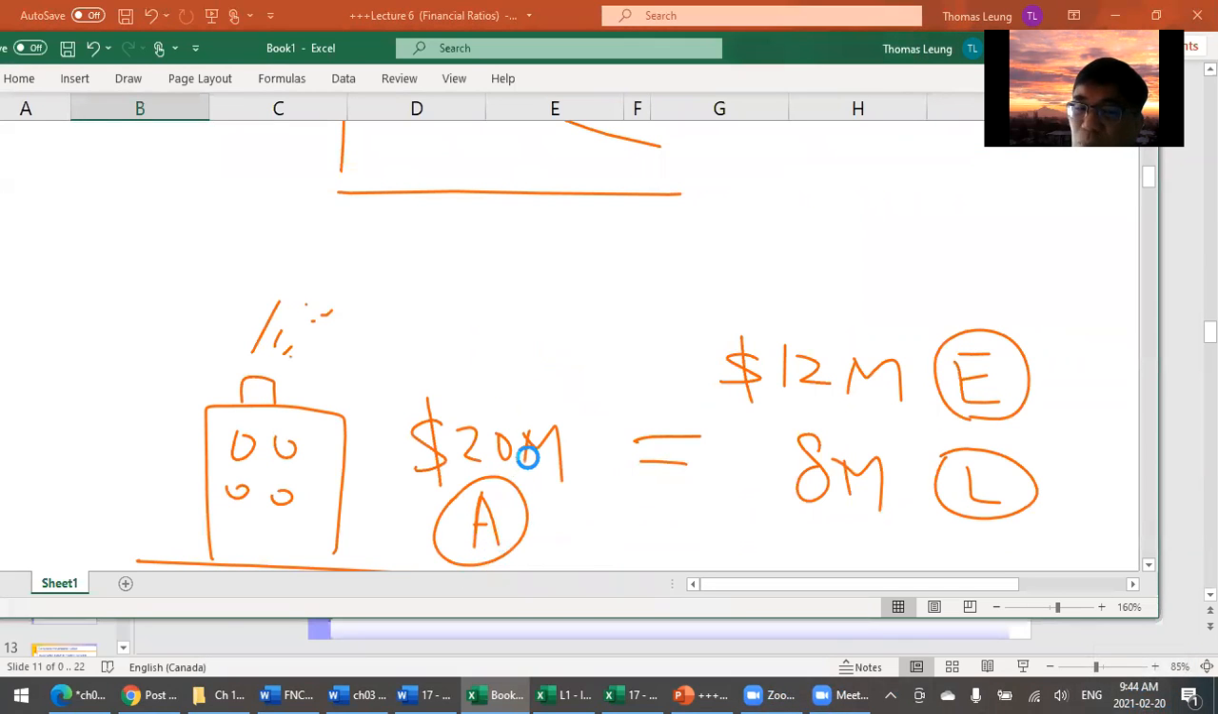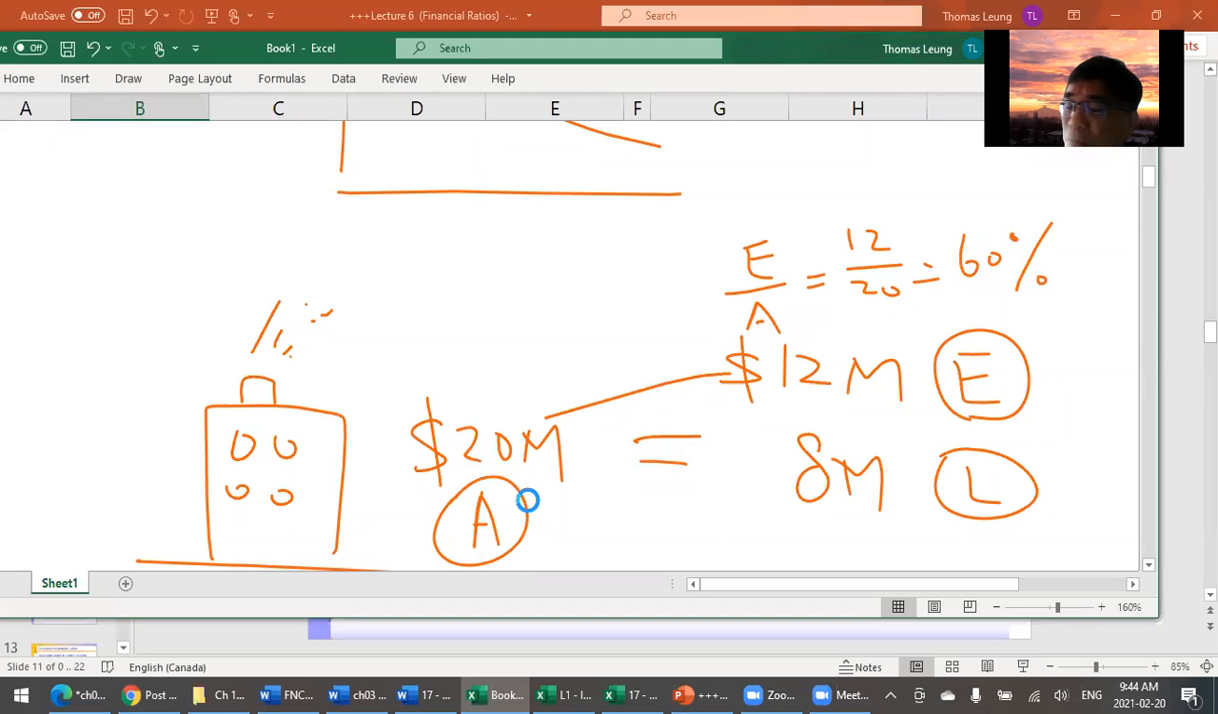Now, I need to spend $20. I need to invest $20 in this factory, right? Yes, this factory is worth $20 million, right? So how much money is from my investment? It is divided by this, right? E divided by A, right? That is 12 divided by 20, that is 60%, right? Now I can answer the question. If I invest in this factory, 60% of the money is from me, from my investment.